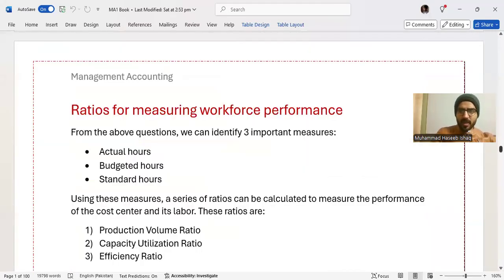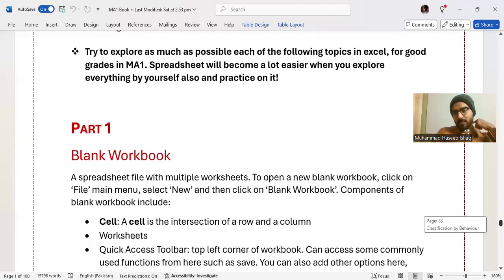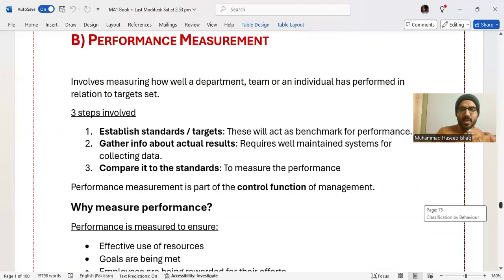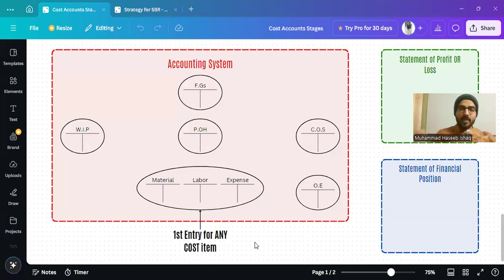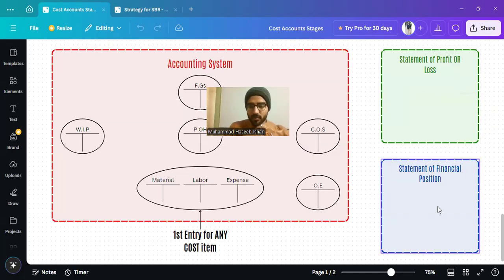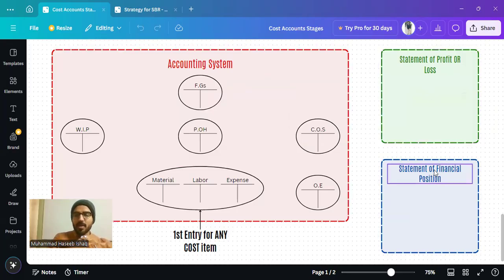Why is this chapter very interesting? What makes it interesting is that we learn about the complete journey of any cost item. Once it is entered into the accounting system, we see the journey it follows, at the end of which it ends up in the statement of profit or loss or in the statement of financial position. Each cost item is finally represented in the statement of profit or loss, or if not there, then in the statement of financial position.